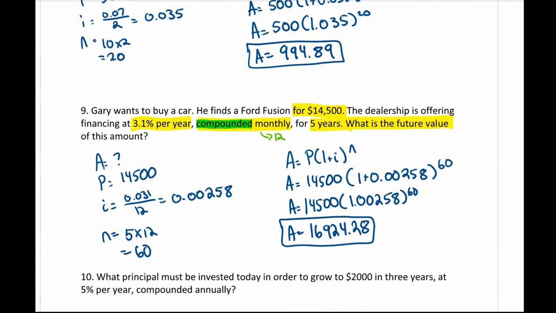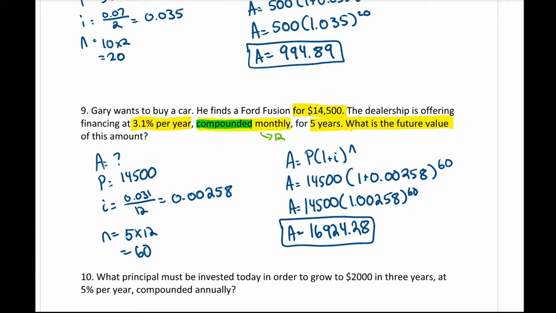If we move on to number 9, Gary wants to buy a car. He finds a Ford Fusion for $14,500. That's going to be our initial amount because we're borrowing money this time. The dealership is offering financing at 3.1% per year, compounded monthly. So the compounded monthly, that tells us again compound interest as well as the compound number. For 5 years, what is the future value?